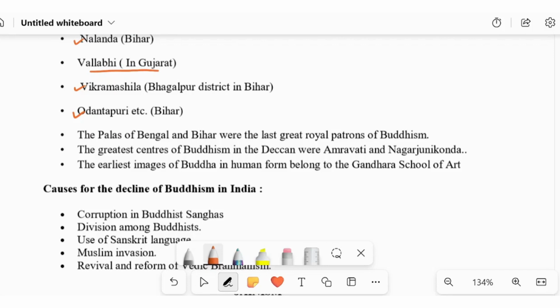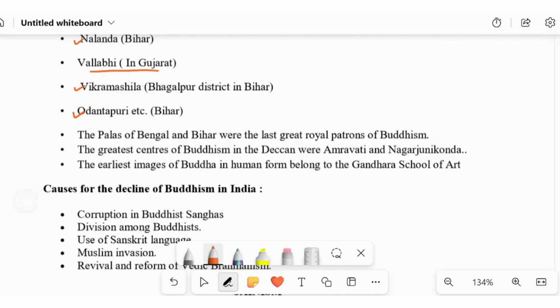See, one of the main reasons was that gradually there was dilution of certain monastic rules and regulations. So it lost its charm for the people. Then various factions emerged within Buddhism. There were several. Some people say that there were up to 60 small factions within Buddhism.